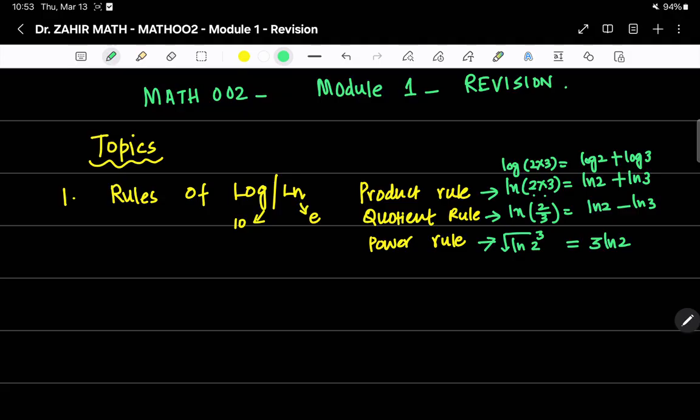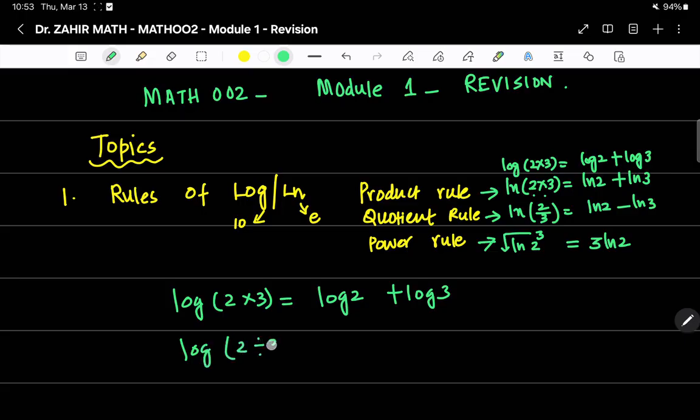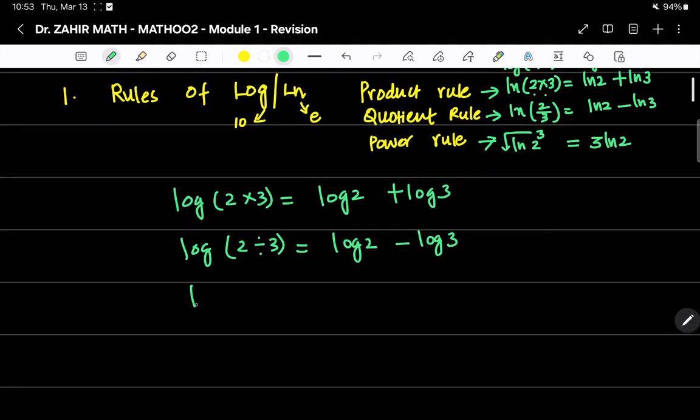Once again, I'll repeat this rule. Let's listen carefully. LOG of 2 times 3 is equal to LOG 2 plus LOG 3, and LOG of 2 divided by 3 is equal to LOG 2 minus LOG 3. And LOG of 2 to the power of 3 is equal to 3 comes down, so 3 LOG 2. Now after I finish this rule, I'm going to tell you two English words.